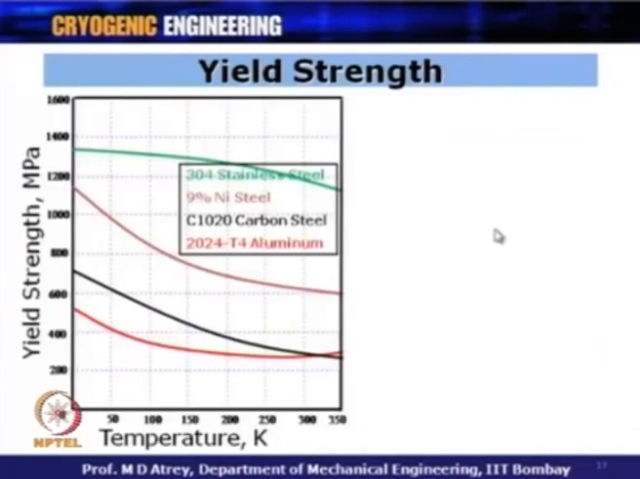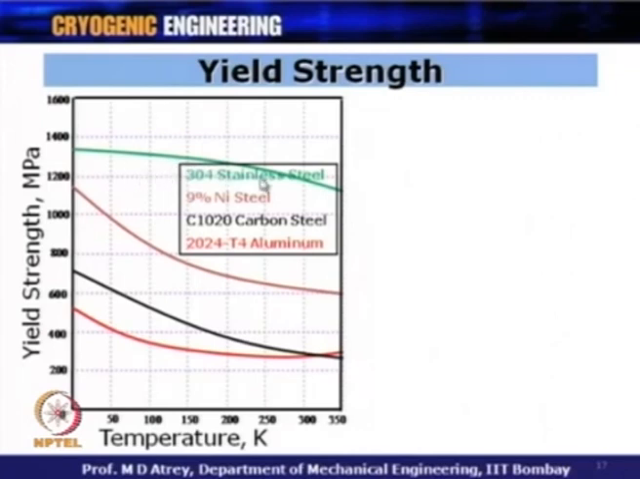Now, we will study what happens to these properties at low temperature. This particular figure gives the variation of yield strength at low temperature. You can see the y axis is giving the yield strength, while the x axis gives the temperature variation in the reverse direction. That means what I am seeing here is 300 Kelvin, which is room temperature, and then I am coming down towards 0 Kelvin, or towards cryogenic temperature.